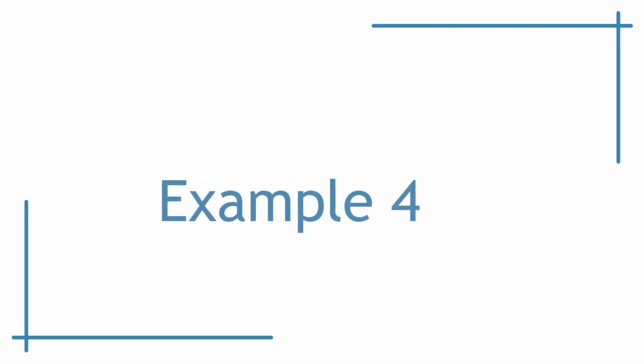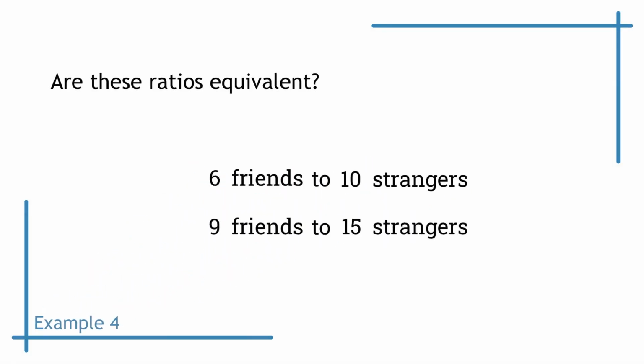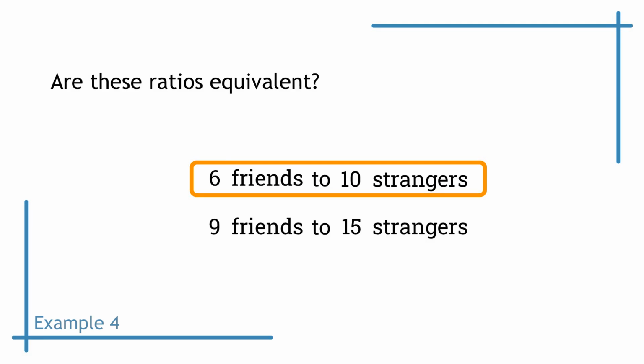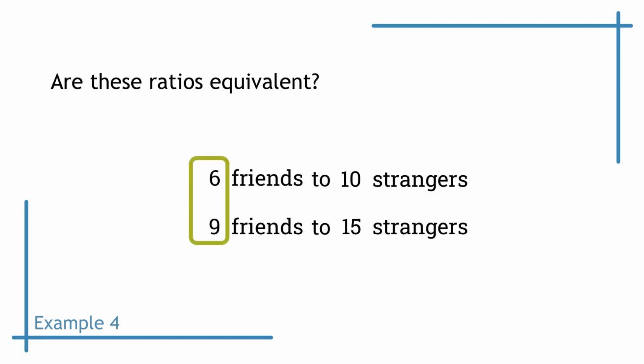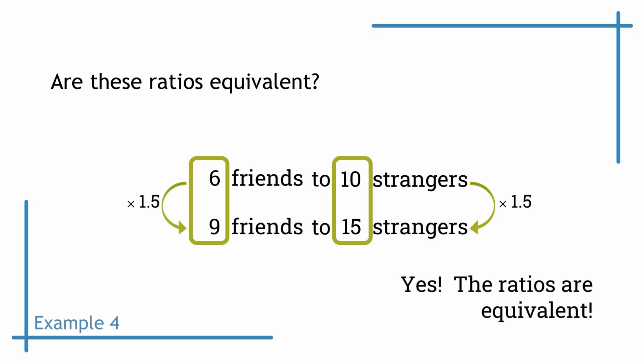Let's look at example 4. This time we're comparing friends to strangers. The relationship is a little harder to see. 10 is not a multiple of 6, but neither is 9. If we look closer across the ratios, we see that we can multiply by 1 and 5/10 to get from 10 to 15. 6 times 1 and 5/10 is 9, so these ratios are equivalent. However, since we had to multiply by a decimal, this is an example where cross products might have been easier.